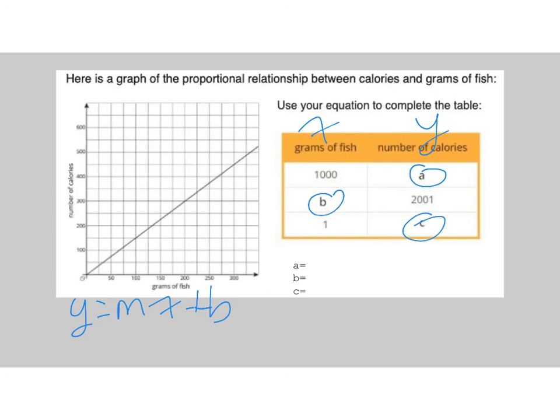Let's see here. Go ahead and just write in the values. I don't need you guys to write the equation here. Just write the value for A, B, and C. What is A going to equal when we have 1,000 for x? What is B going to be when 2001 is the y? And what is C going to be when we have 1 for x? This one, if you paid attention in the previous slides, that one was answered for you, okay?